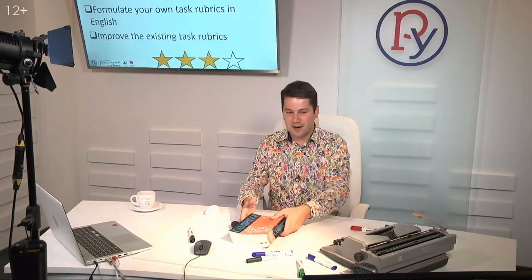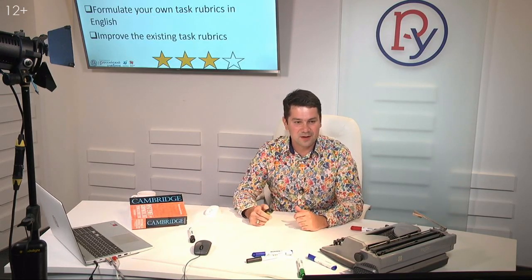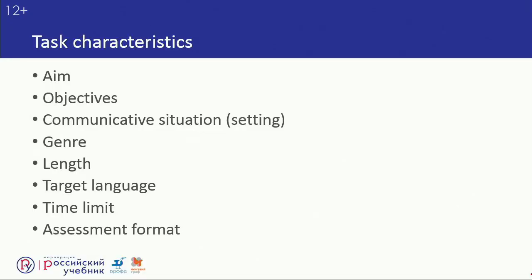Now, I don't think it's very informative, and personally, I don't know about you guys, but I cannot gain sufficient information out of this description. So let's talk about the characteristics of a task. The task, not the task rubric, the task overall, as we discussed last time on Friday, has its aim, it has its certain objectives, it has its communicative situation or setting. Where is the situation going to happen? It has its genre, its length, its target language or languages, its time limit, and its assessment format. All of those are characteristics of a task.